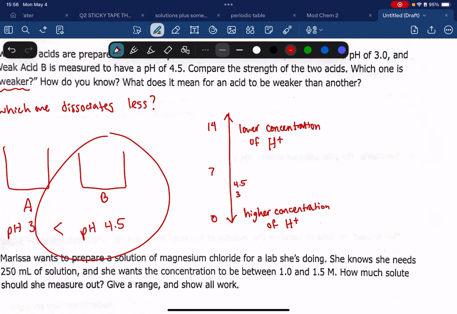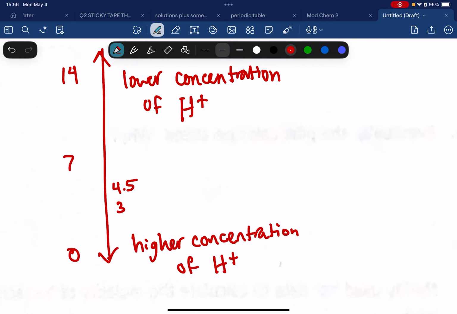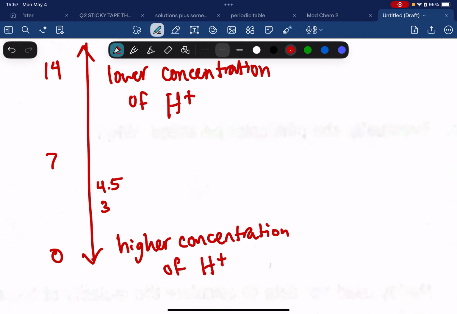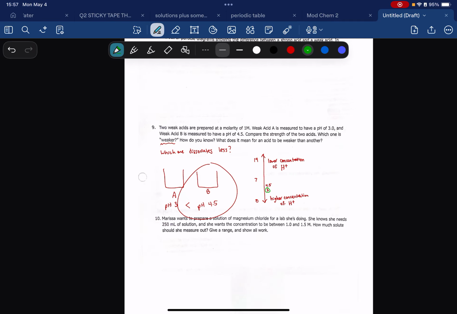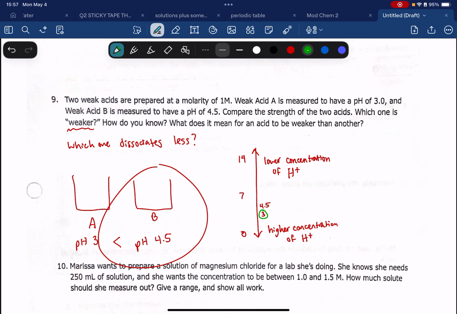So you can see 3 is going to have a higher concentration of H+. If it has a higher concentration of H+, then we know that 3 is the one that dissociates more. If we want to know the weaker one, we pick the one that dissociates less. So B is the one that dissociates less. It's the one that is weaker. What does it mean for an acid to be weaker than another? The one that's weaker is the one that dissociates less.